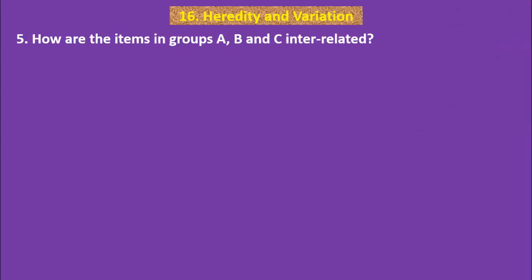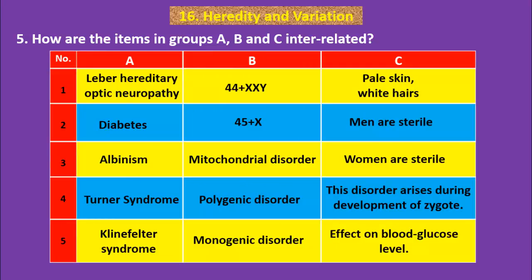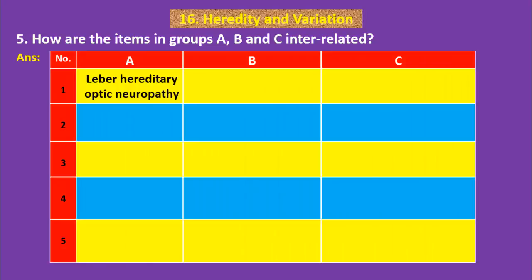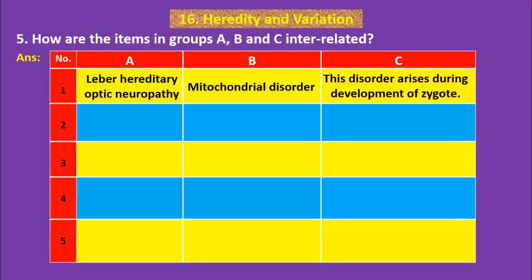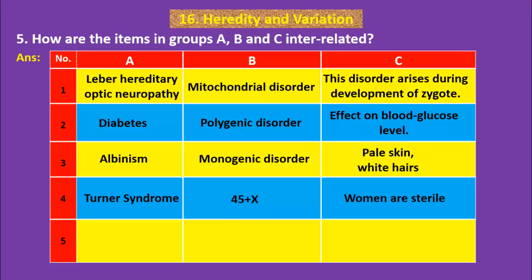Question number 5. How are the items in groups A, B and C interrelated? Answer. 1. Leber hereditary optic neuropathy, mitochondrial disorder. This disorder arises during development of zygote. 2. Diabetes, polygenic disorder, effect on blood glucose level. 3. Albinism, monogenic disorder, pale skin, white hair. 4. Turner syndrome, 45 plus X, women are sterile. 5. Klinefelter syndrome, 44 plus XXY, men are sterile.